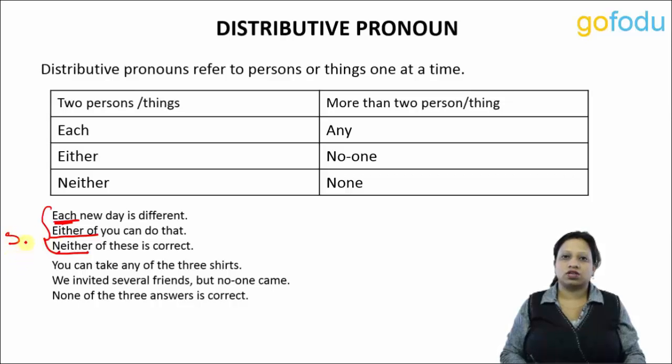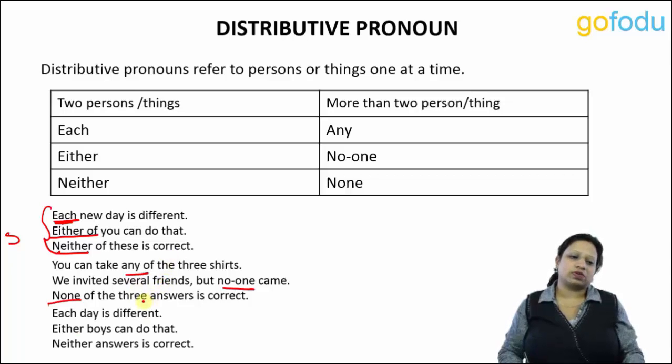These three are singular. They are used for one. You can take any of the three shirts. There are three shirts and you can take any one of them. We invited several friends but no one came. There are a lot of people but no one came. Now, none of the three answers is correct. Over there, there are three answers, but none of them are correct. We are taking all the three into consideration.